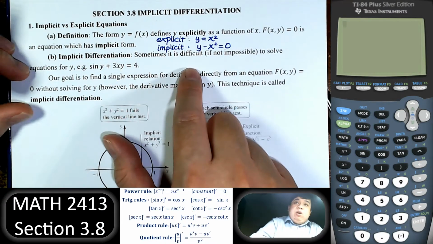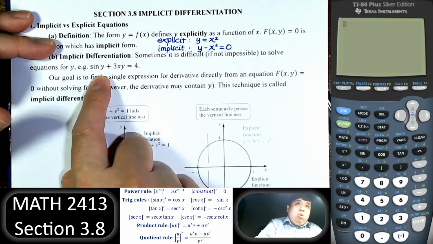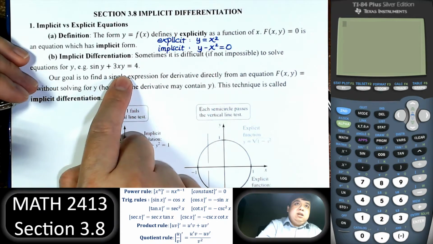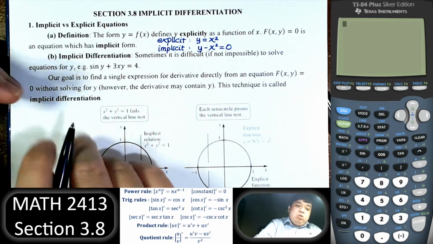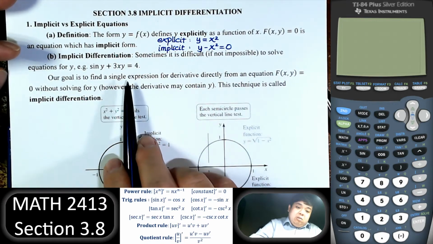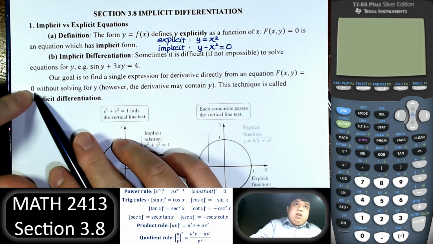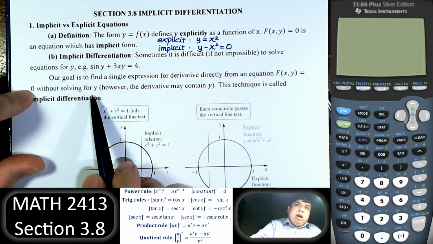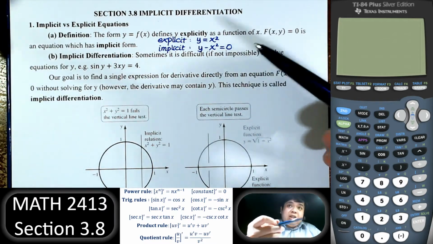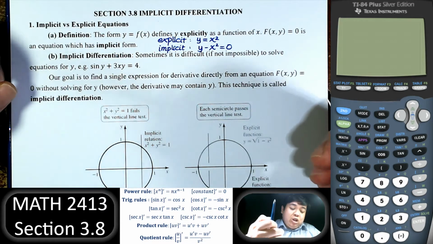Sometimes it is difficult, if not impossible, to solve for y. For example, in this equation, we won't be able to solve for y in terms of x. Nobody can. So in that case, we just have to leave it like that. The goal here is to find an expression for the derivative of the equation without solving for y. So we don't need to solve for y. But the derivative itself may have y in it. This technique is called implicit differentiation.